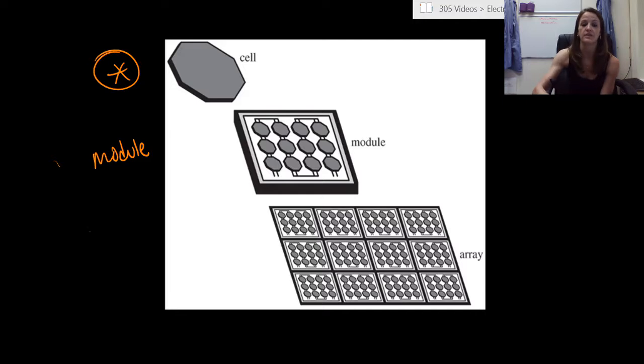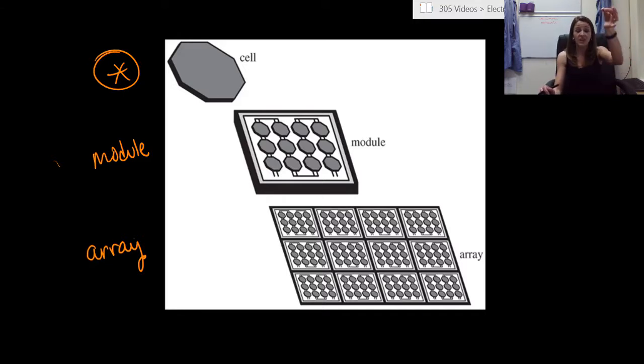From there, what they do is put all the modules together to create an array. Now, the arrays can be a variety of different sizes. A lot of times they are custom built for whatever the purpose is. I'll show you a couple examples in a second. But just know that an array is not always a 4x3 space, not always, just for this example it is.